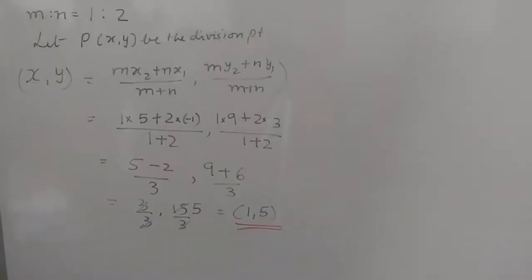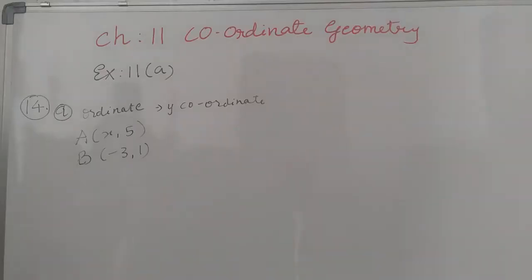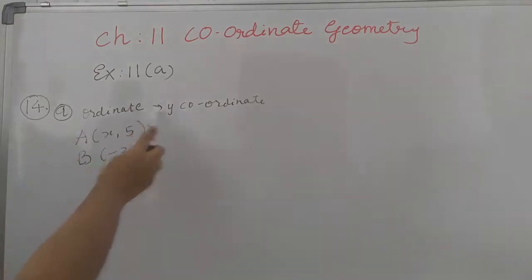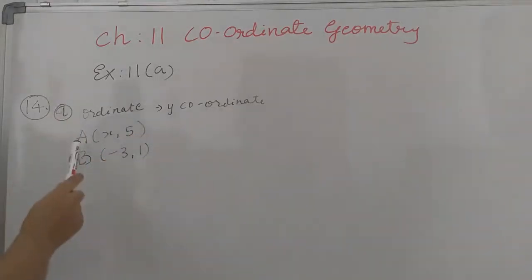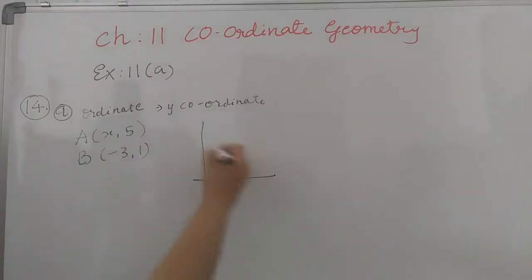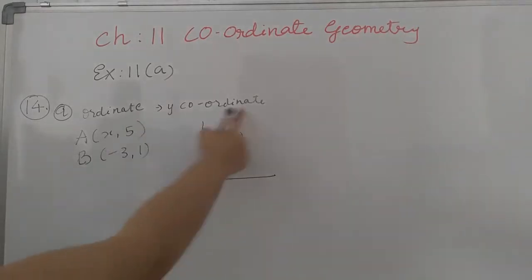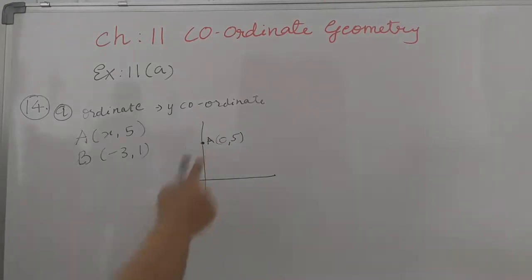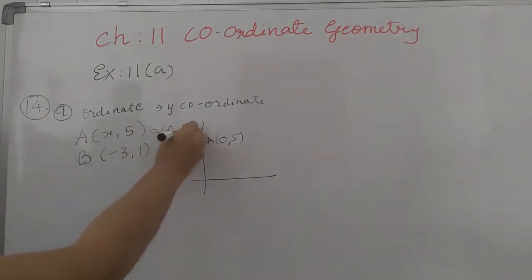So this is our question number 12. Question number 14, A part. Question number 14 is: A is the point on the y-axis whose ordinate is 5. Students, ordinate means y coordinate and point A is lying on the y-axis. So I wrote x, 5. But you think, if this is the y-axis and if point A is lying here, the x coordinate will be 0 and ordinate means y coordinate is already given as 5. So the coordinates of A will be 0, 5.